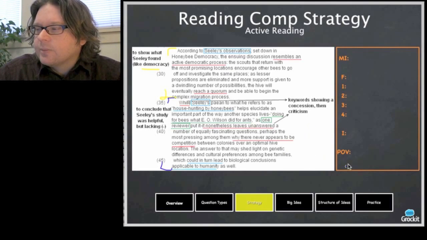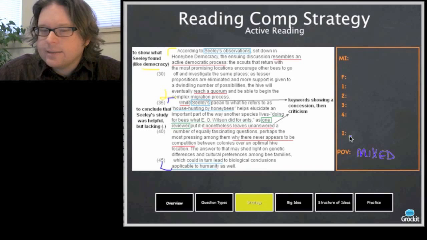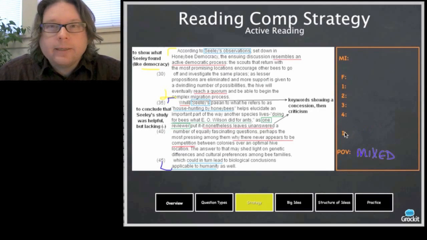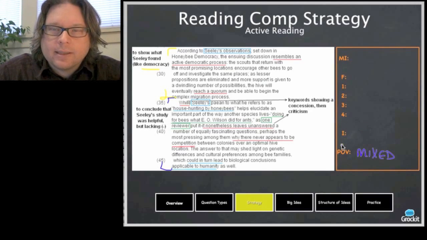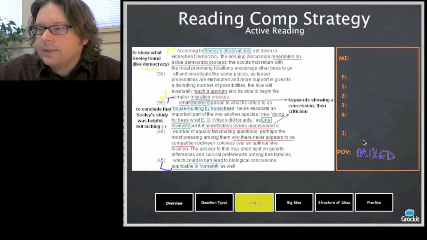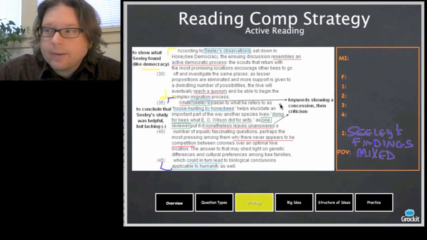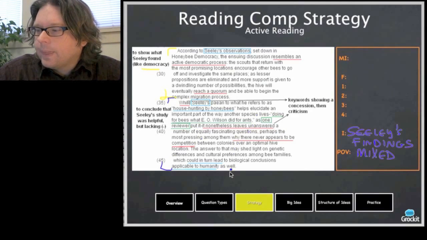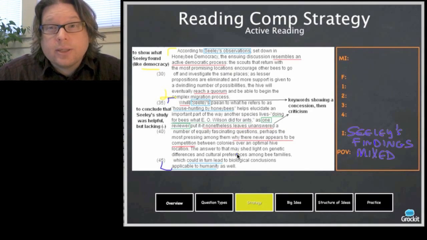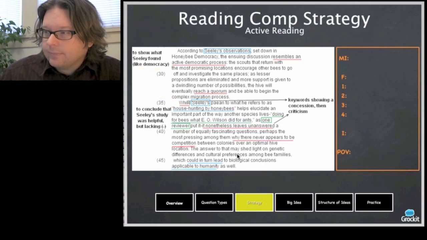So, the author's point of view, I guess we would call it mixed, and his intent probably to describe Seeley's findings, because the bulk of the passage is Seeley's stuff. Seeley's findings. Okay, so those are the sorts of notes you would take on the passage.